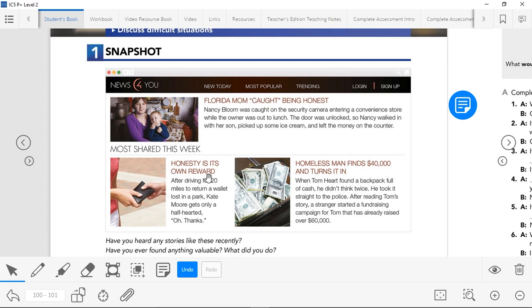Honesty is its own reward. After driving for 20 miles to return a wallet lost in a park, Kate Moore gets only a half-hearted, oh, thanks. So imagine that you found a wallet and you're looking for the person, you're driving 20 miles, like 25 kilometers, in order to return the wallet. And when you give it to the person, it's like, oh, thanks. And that's it. And it's like my time, the gasoline that is spent. Oh my God. Okay. Next one.